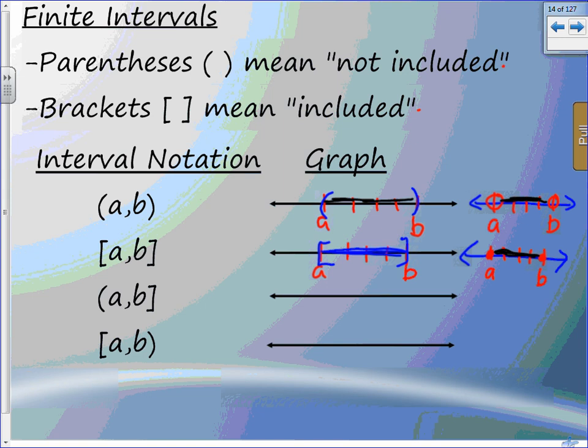You can also have ones that are mixed. Ones that are mixed are where it doesn't include A, but it does include B. Okay? So you have an open circle on A, closed circle on B, and then vice versa. So let's draw that. So in this one, A would have the parentheses, B would have the bracket, and then this is vice versa here, and then it's all the values in between.